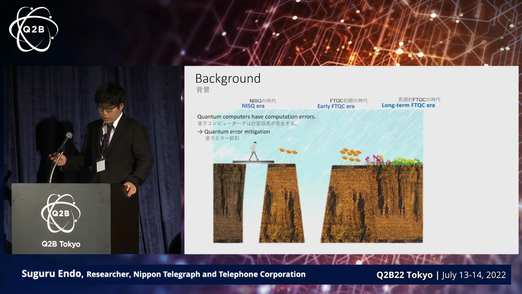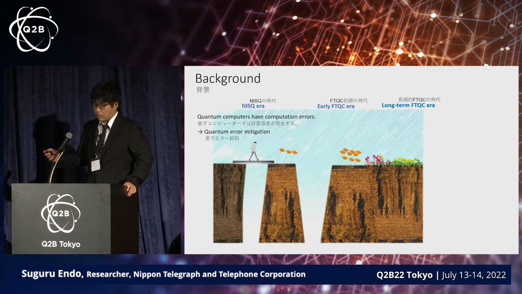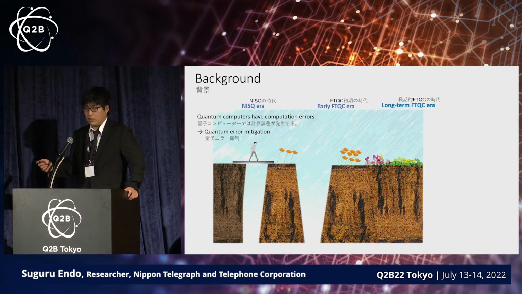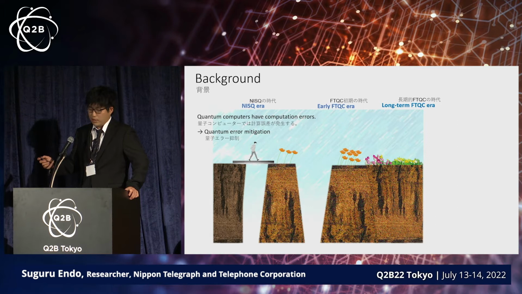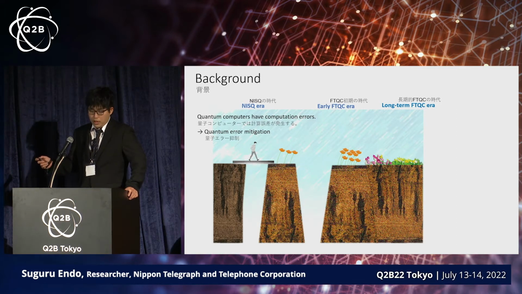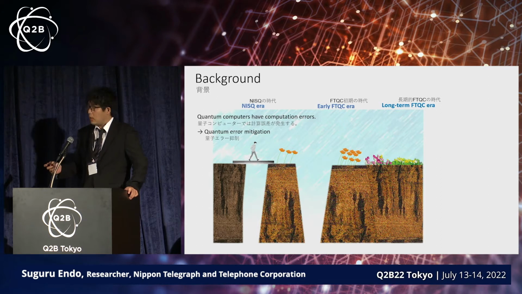Okay, this is the background. We are now in the NISQ era, as many of you know. In the NISQ era, quantum computers are very small, which means the number of qubits is restricted. And also, NISQ computers have large computation errors. To perform some interesting and beneficial tasks, we need to compensate for errors. And a good way of suppressing errors is called quantum error mitigation.